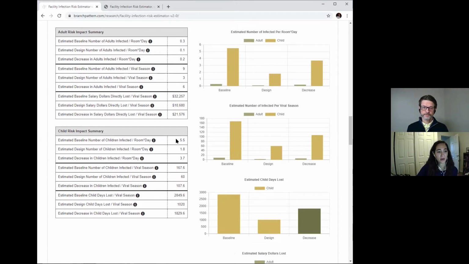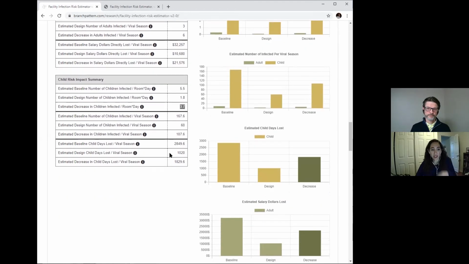So just like Marcel's table showed, this is showing you that per day, per room, the baseline conditions, 5.5 children would be infected per day, per room with our baseline conditions. And once we increase outdoor air and increase our filtration, that's going to 1.8. So 3.7 less children are infected per room per day. And then we have child days lost here too, which I know a lot of districts kind of care about those numbers, so that's available.